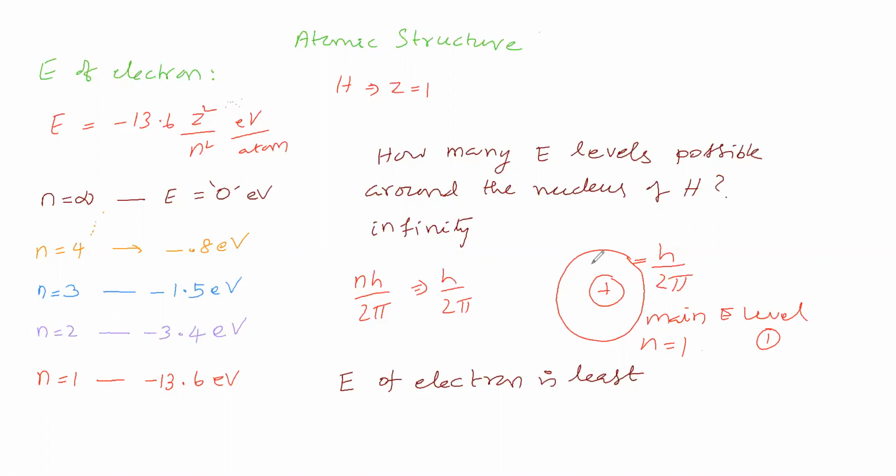Sir, energy level is nothing but the energy of an electron which is making so-and-so circular path. That's all. Main energy level means the energy of the electron which is making a circular path with so-and-so radius. There is no other special meaning for that.